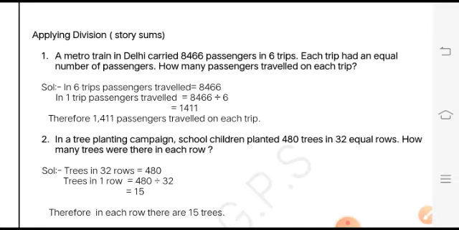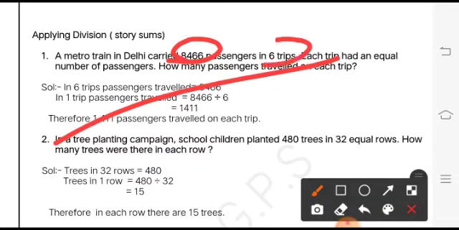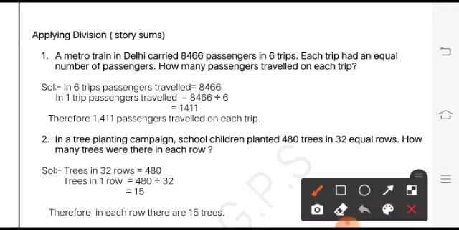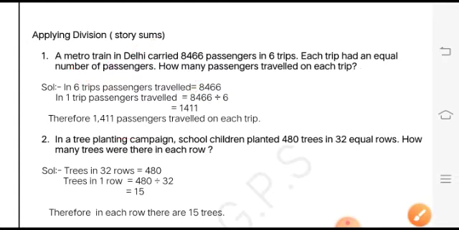The question is that a metro train in Delhi carried this many passengers in 6 trips, and in each trip it had an equal number of passengers. We have to say how many passengers traveled on each trip. So what we need to do here is divide the total number of passengers by 6 because there were 6 trips, and the quotient we get will give us the number of passengers that traveled on each trip, and it's 1411.